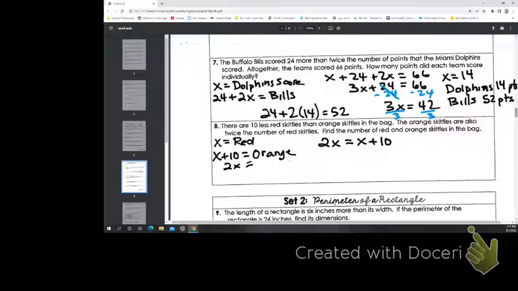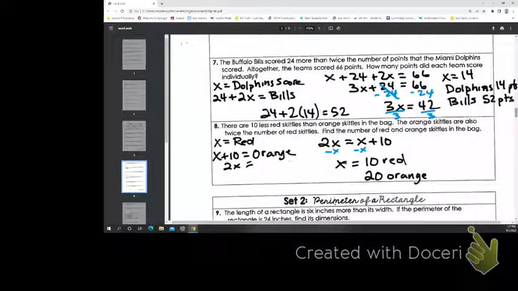We don't have any information about the total number. We just know both of those things are true. And so then if we get our x's on the same side, then we find out that there are 10 red, which means there are 20 orange.